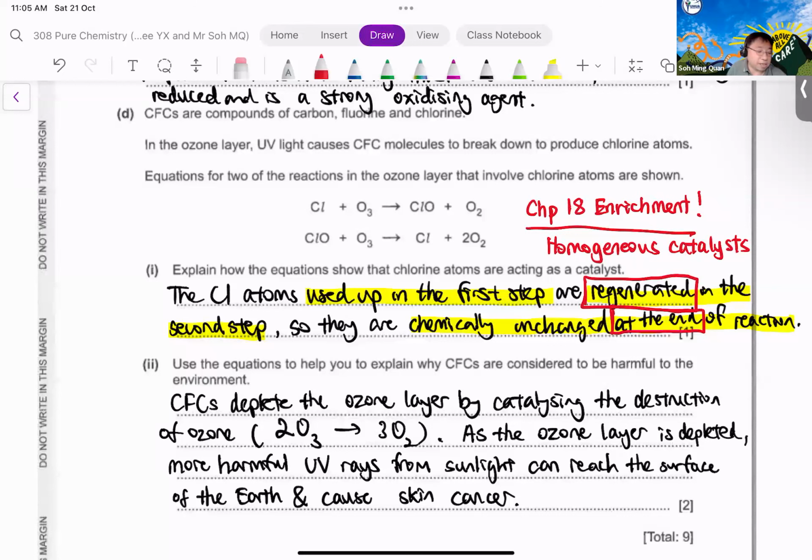Okay, D part 2, explain why CFCs are harmful. I think most of you know. CFCs, chlorofluorocarbons, all right? They deplete the ozone layer, they destroy ozone, they form oxygen. As a result of that, the ozone layer is depleted, and as a result, more harmful UV rays from the sunlight reaches the surface of the earth and causes skin cancer. Okay, this one I think most of you know.